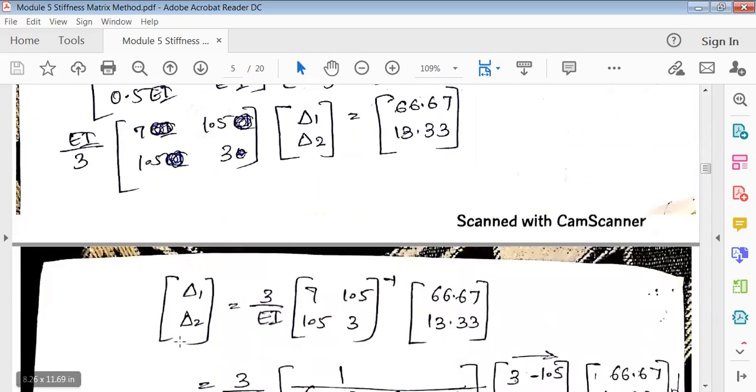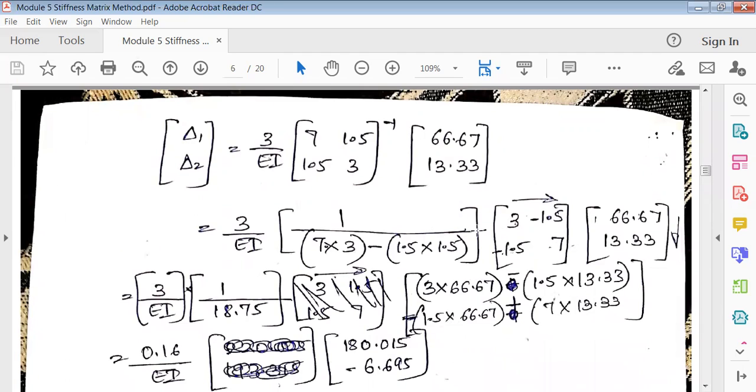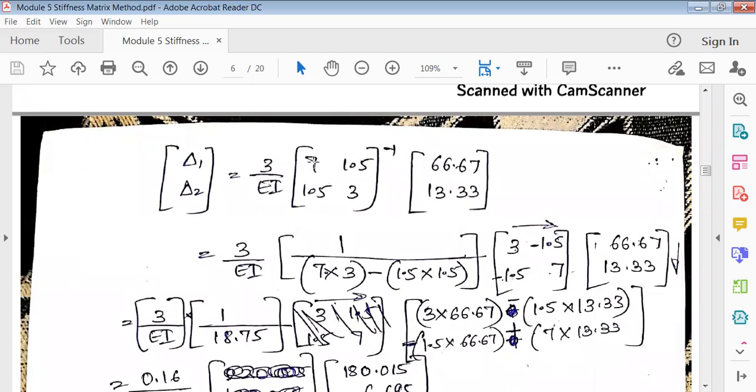Okay, keep it in the form like delta 1 delta 2, this complete matrix inverse into this. Okay, so again same thing, it's all done manually. Now again how I've done manual is determinant of this, 1 divided by 7 into 3 minus 1.5 into 1.5, I've written here. All right, next this portion, so it is inverse now. 3 becomes 7, 7 becomes 3, and this matrix, these becomes minus 1, minus 1.5, minus 1.5.